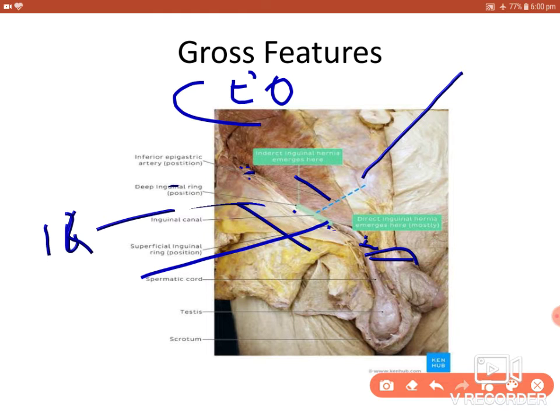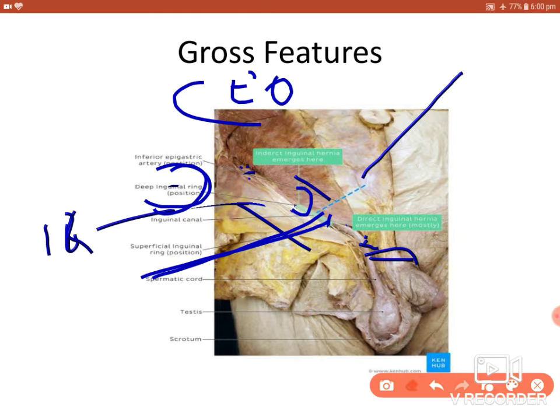About 1.5 centimeters above the mid-inguinal point, there is an oval opening called the deep inguinal ring. That opening is in the fascia transversalis. The muscles of the anterior abdominal wall are the external oblique, internal oblique, and transverse abdominis. Deep to the transverse abdominis there is an aponeurotic membrane that forms the fascia transversalis, with this oval opening, the deep inguinal ring. From the deep inguinal ring to the superficial inguinal ring there is a channel that forms the inguinal canal.